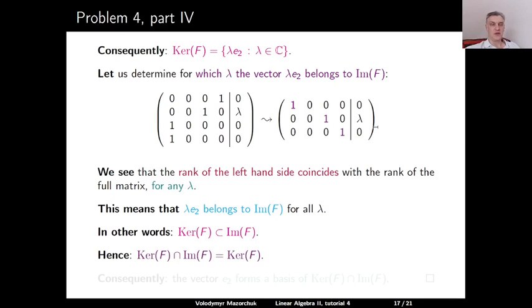In particular, the intersection of the kernel of f with the image of f equals the kernel of f, and hence our basis vector e2, which formed a basis in the kernel of f, so the same vector forms a basis in the intersection of the kernel of f and the image of f.